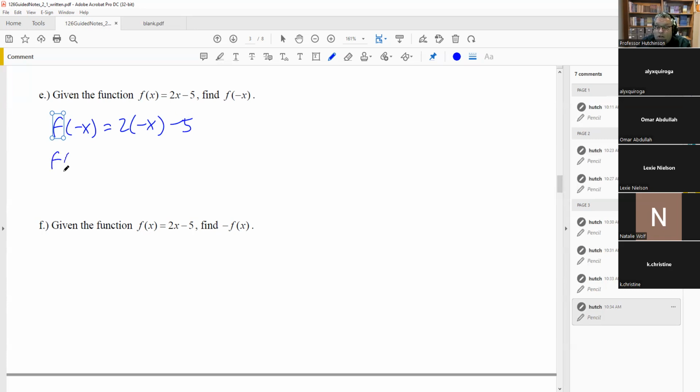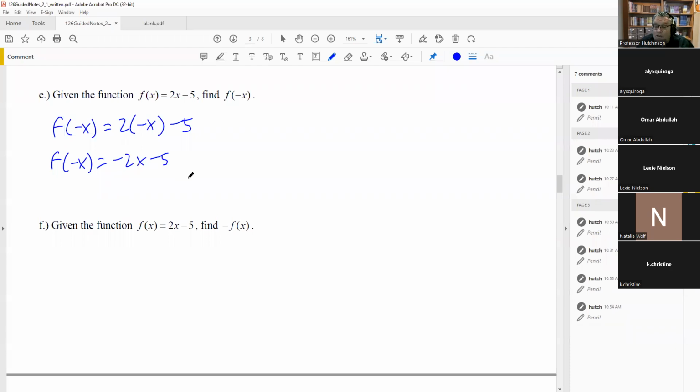So if I simplify this, it means I get negative 2x minus 5. And then nothing more I can do with that because I don't know what x is. And so then I'm just going to leave it as that point. It's just an equation just like that. So nothing else I can do.